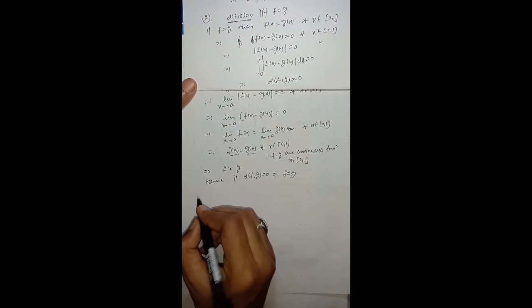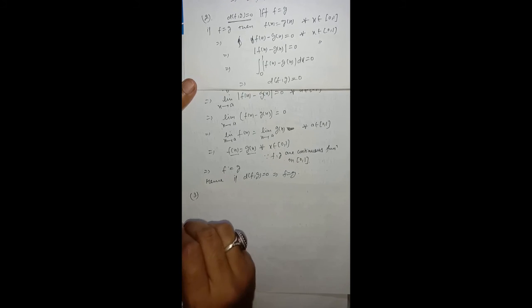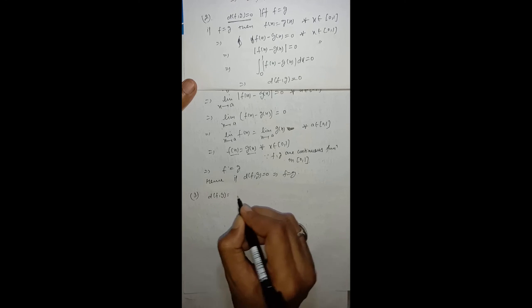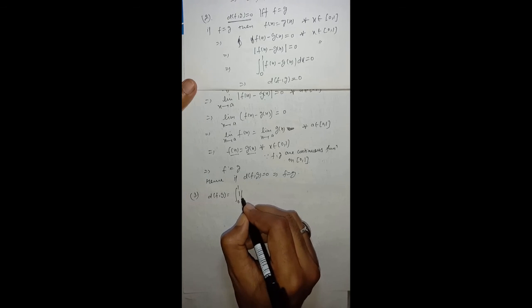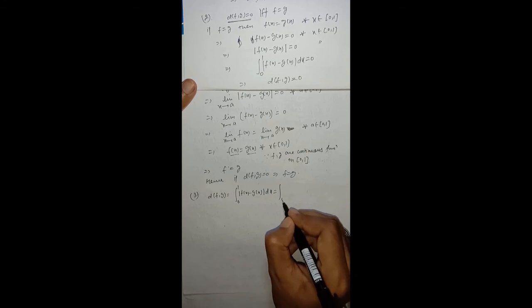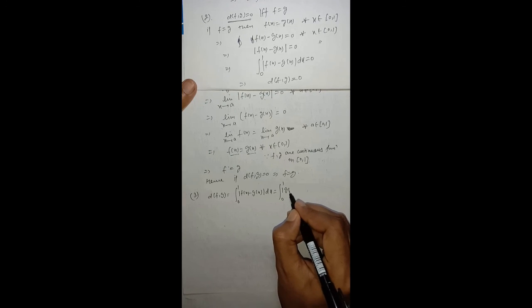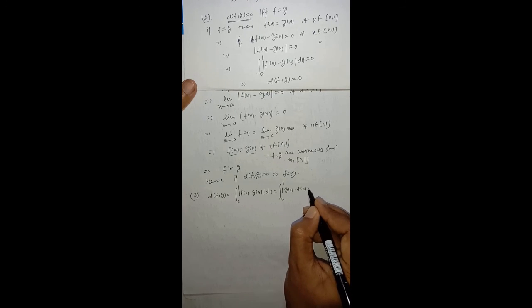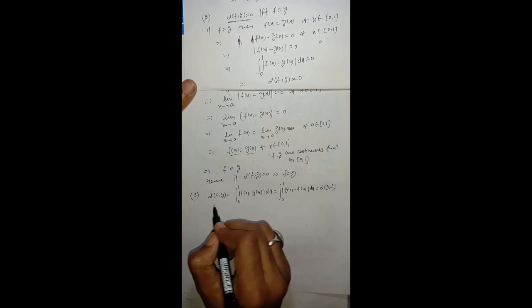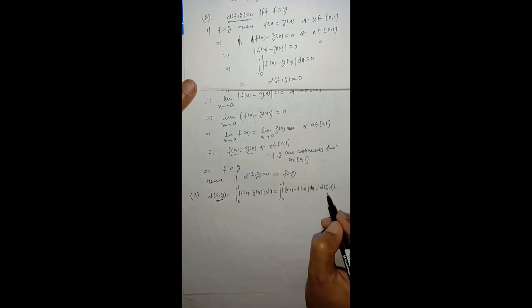Now the third property, the symmetric property. d(f, g) is equal to, by the definition, we can write the integral of |f(x) - g(x)| dx is equal to the integral from 0 to 1 of |g(x) - f(x)| dx. This is nothing but d(g, f). So the order doesn't make any difference. d(f, g) is just the same as d(g, f).